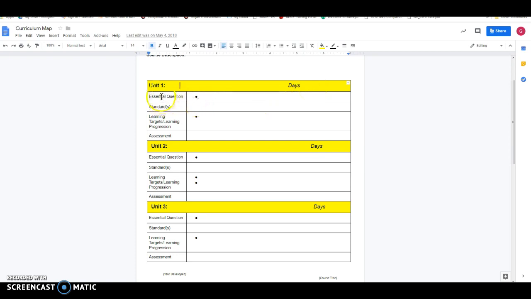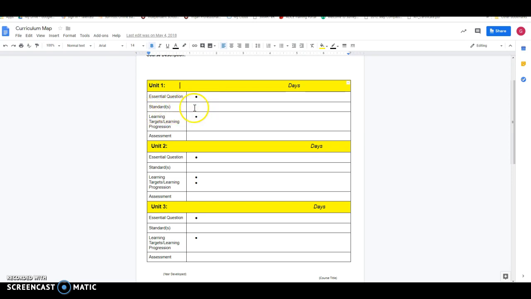And then the essential question. One of the things that we're learning through this process is that your essential question is that big overarching question for the entire unit, so that every lesson that the students are doing within this unit is going to help the students answer that essential question. We've gone over that in great detail in other sections of this training, so we're not going to go into a lot of it here.